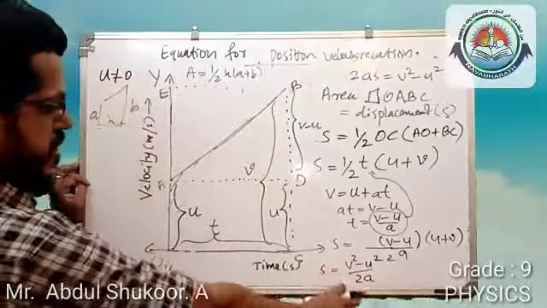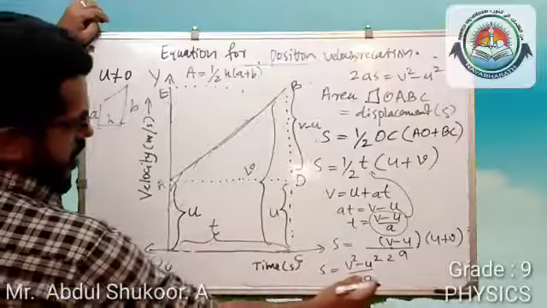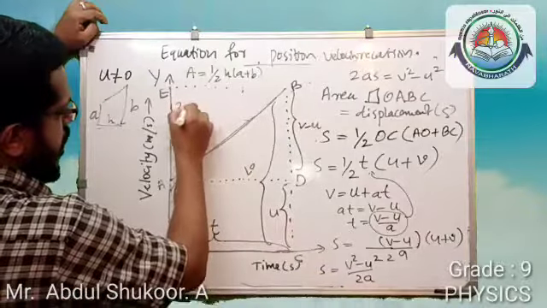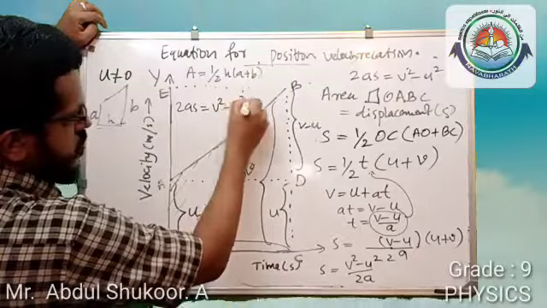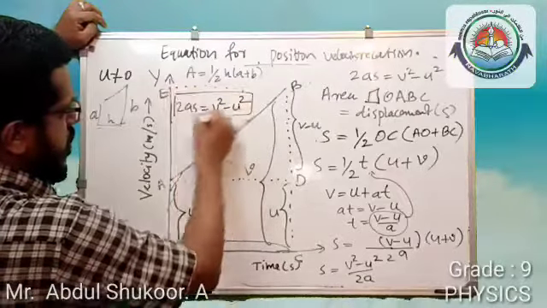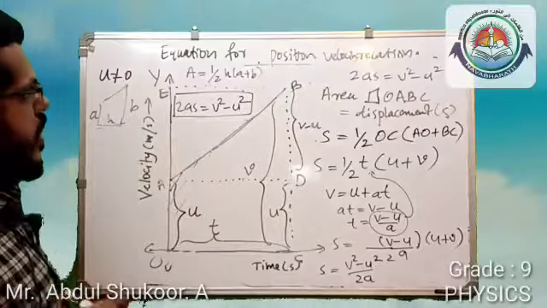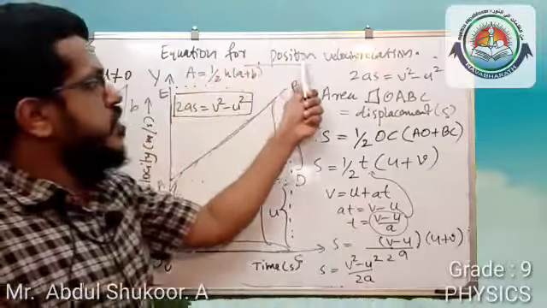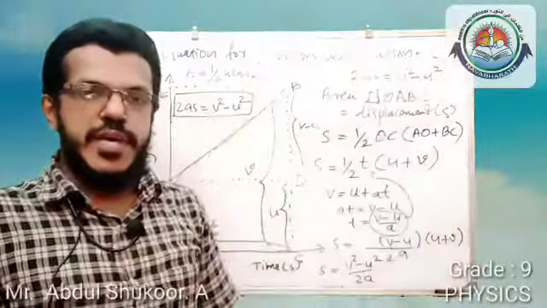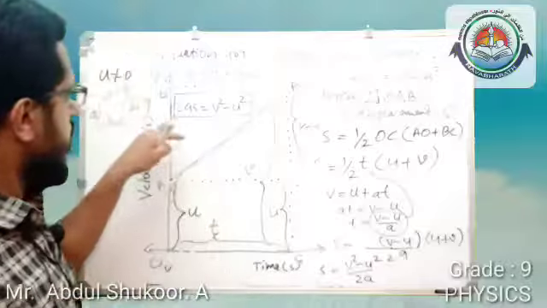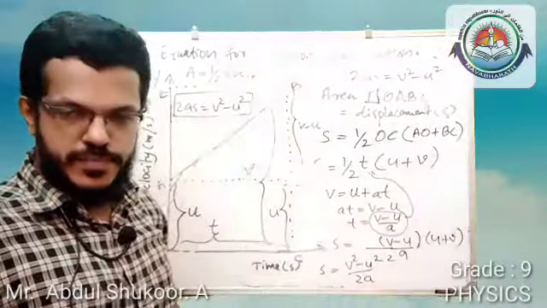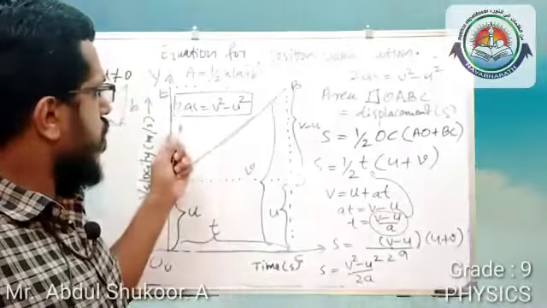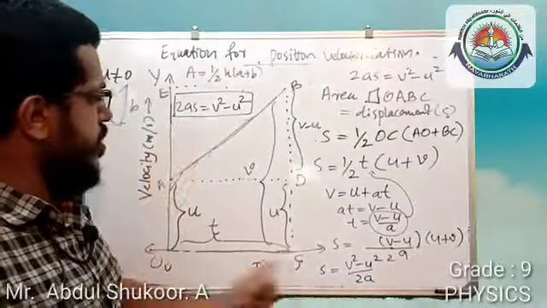If we rearrange this equation, we obtain 2as is equal to v square minus u square. This is the third equation of motion, that is the equation for the position-velocity relation. That is the third equation of motion: 2as is equal to v square minus u square. Then we derived this equation.